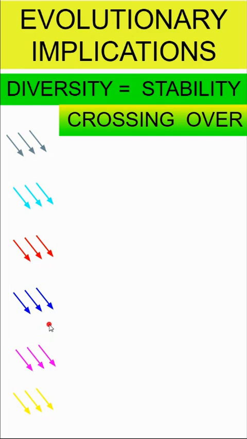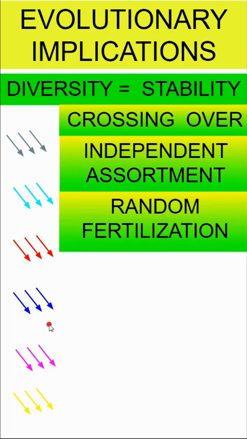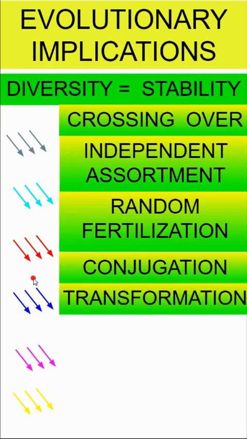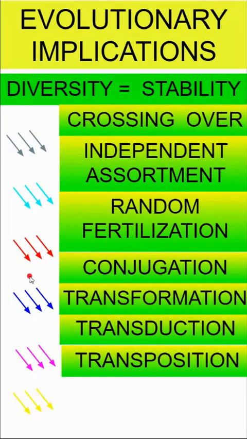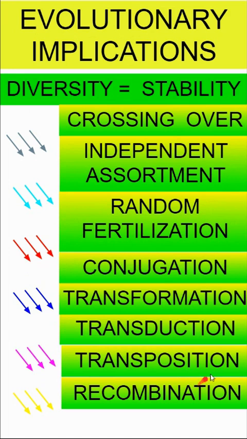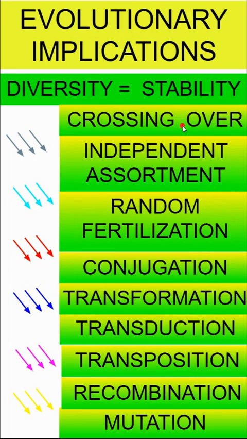In eukaryotes, we have crossing over, independent assortment, and random fertilization. All of those processes happen through meiosis and then sexual reproduction. When we talk about bacteria, we're talking about conjugation, transformation, and transduction. Transposition happens with bacteria and eukaryotes. Recombination, although we often use that term when talking about crossing over, is also a viral concept. And all viruses, bacteria, and eukaryotes are subject to mutations, and it is these processes that make life stable over time because they add to diversity.